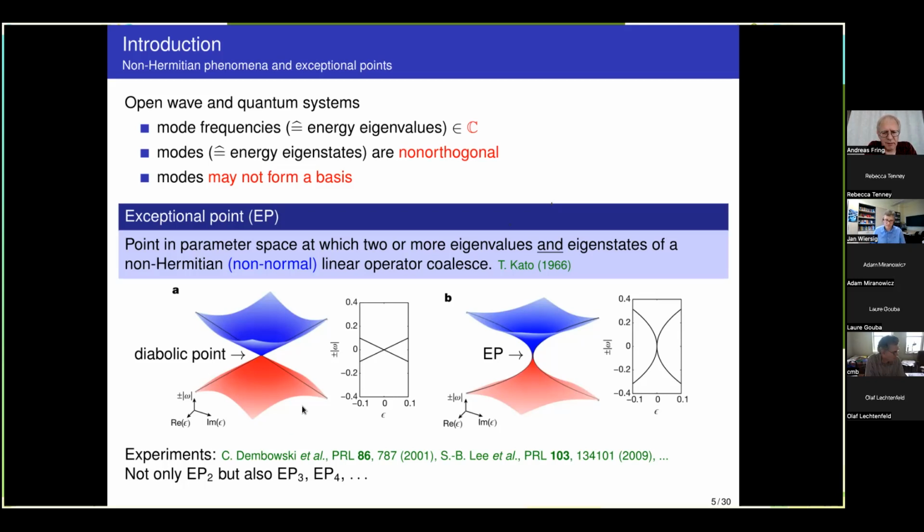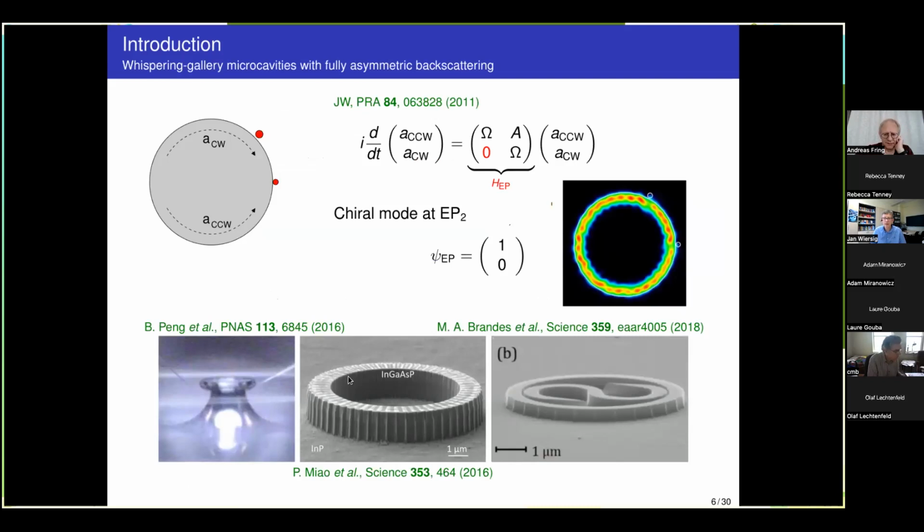So this has also been proven to be relevant for physical systems. And let me just show one example. Consider such a whispering gallery cavity, let's say a microdisk. Such a microdisk in a two-mode approximation, you can say we have one mode going clockwise, one mode going counterclockwise, and we can describe this with two complex numbers, A_CW and A_CCW.